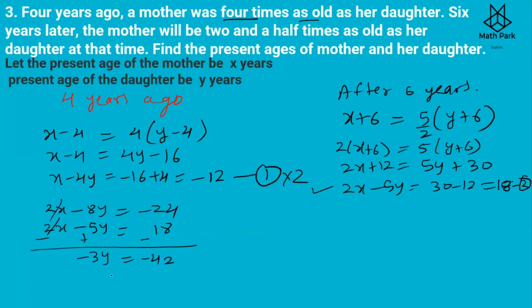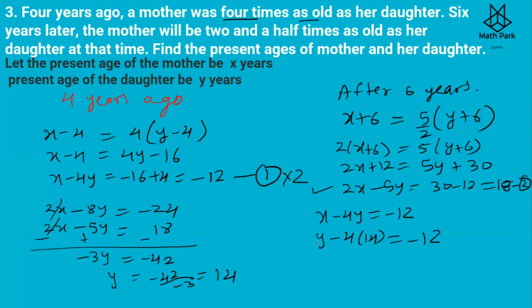We get minus 42. So y is equal to minus 42 upon minus 3, which is 14. So we got the value of y as 14. Let us substitute y is equal to 14 in equation number 1. Our equation 1 is x minus 4y is equal to minus 12.